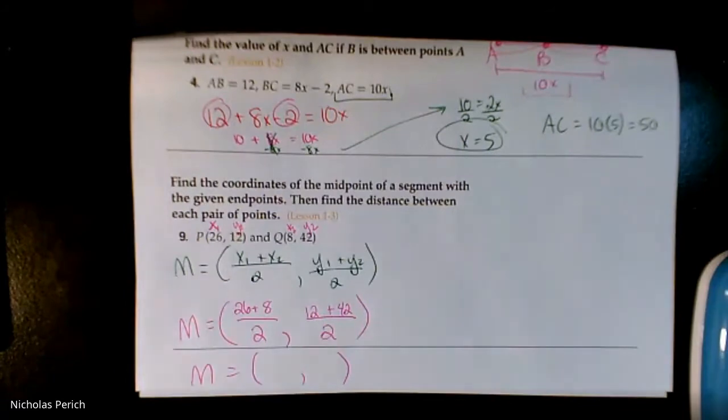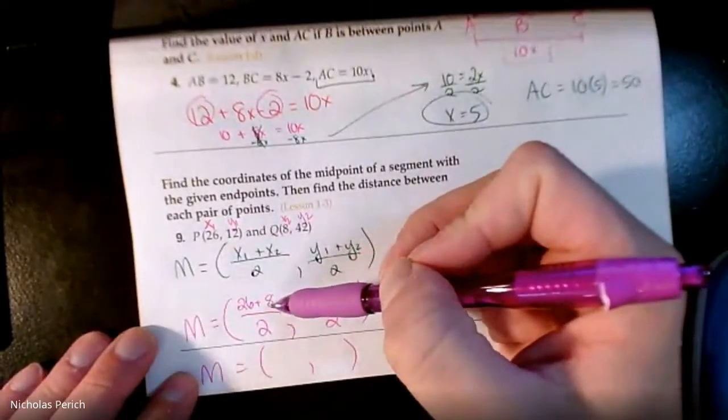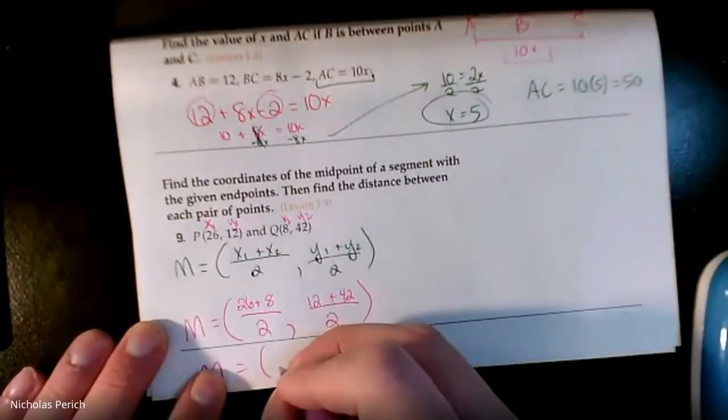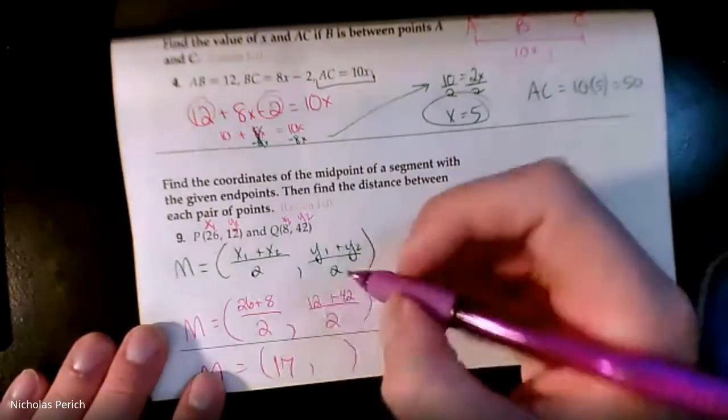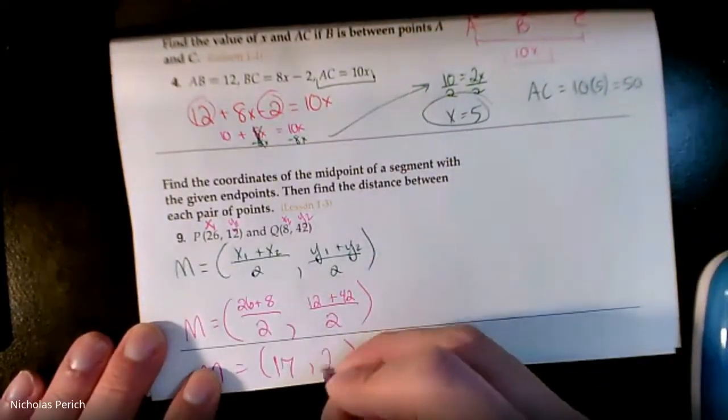All right. Did anybody get it? I see 17 and 27. I think you're both wrong. 26 plus 8 is 34. 34 divided by 2 is 17. And 12 plus 48 is 54. 54 divided by 2 is 27.